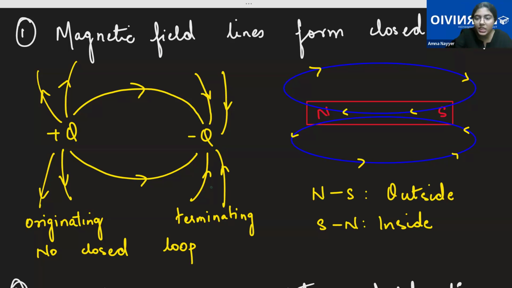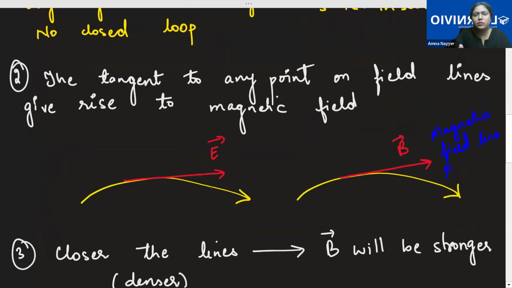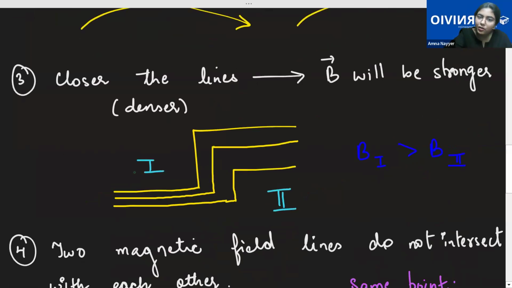The second property: like we discussed, the tangent to an electric field line gives the direction of the electric field. Similarly, the tangent at any point on a magnetic field line gives the direction of the magnetic field. And as in electrostatics, wherever the field lines are located closer to each other, that represents a stronger field. Similarly here, wherever the field lines are close together, they represent a stronger magnetic field, and wherever there are gaps, the magnetic field is weaker. Like here, region 1 will be greater than region 2.